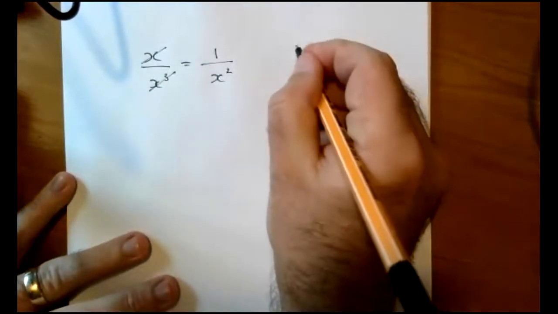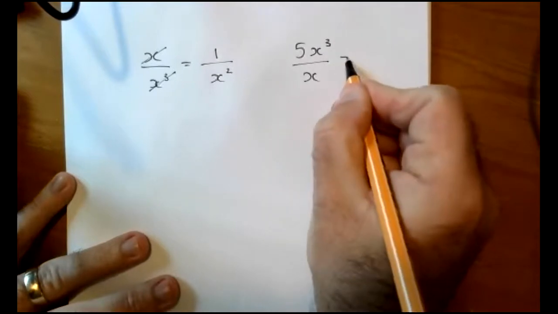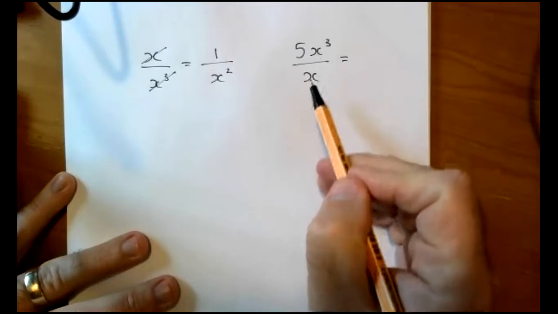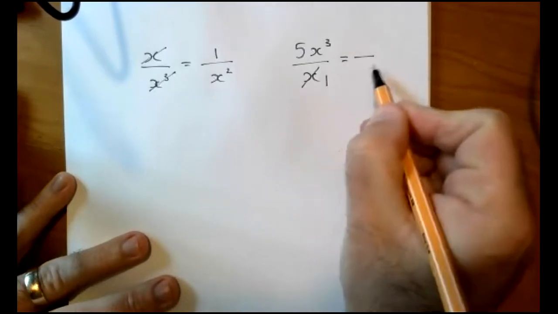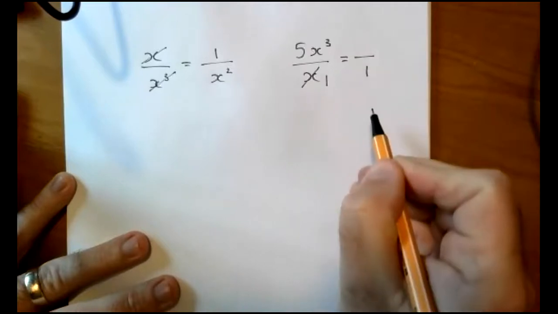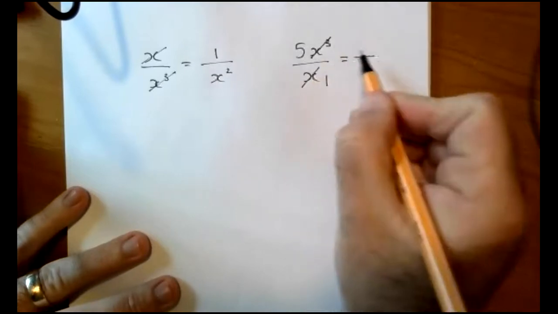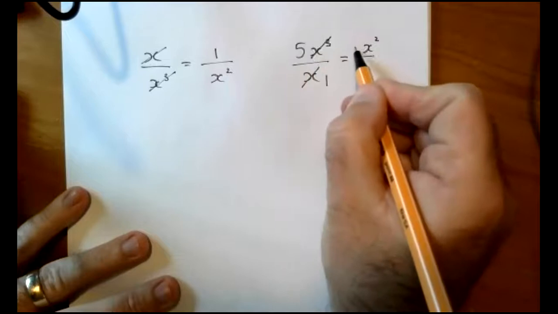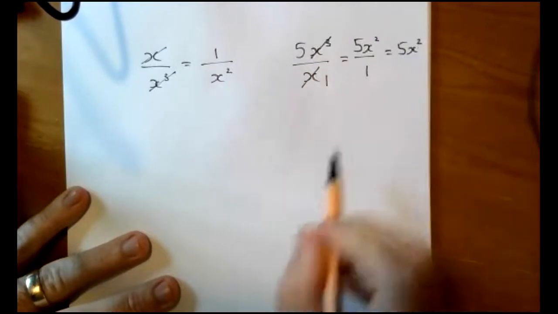Okay, so now 5x cubed over x. So I look top and bottom. x is common to both. So obviously x divided by x gives me 1. I don't need to write that numerator, but I will to start with. So now x cubed divided by x is x squared. We haven't touched the 5, so we just end up with 5x squared.